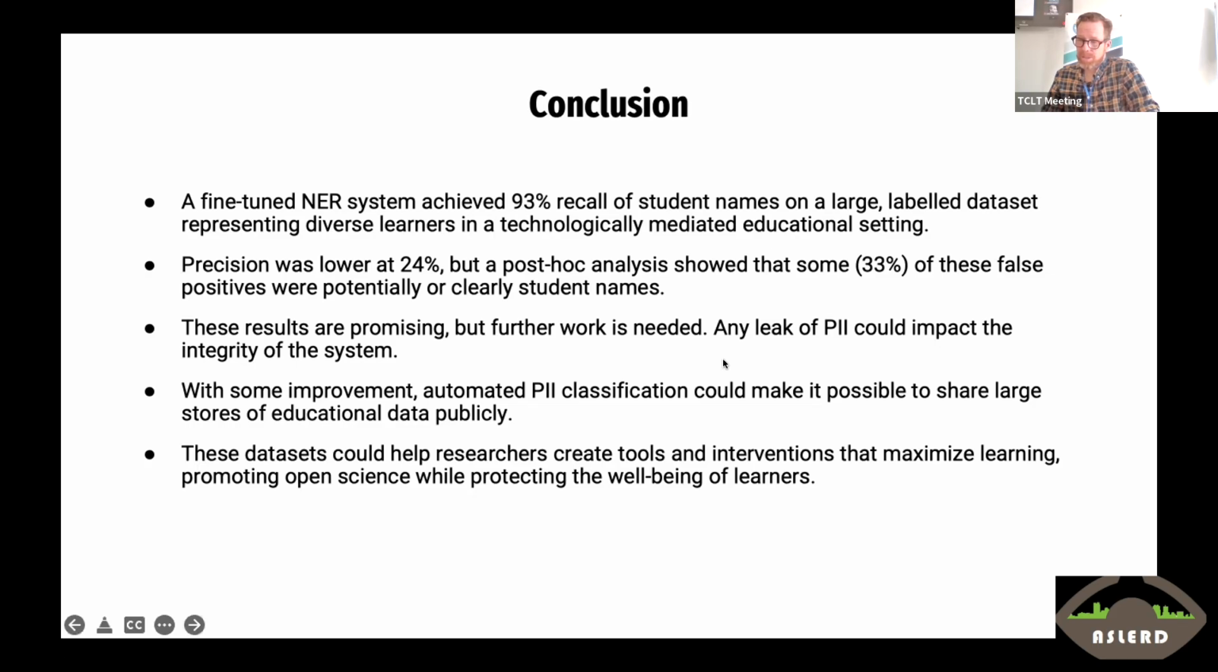We think the results are relatively positive and promising, but further work is needed because any leak of PII could impact the integrity of the system. We're hopeful that we can focus on developing this so we get close to 100% recall, so that we can share large stores of educational data publicly. In that way, we can help develop tools and interventions that maximize learning and promote open science.